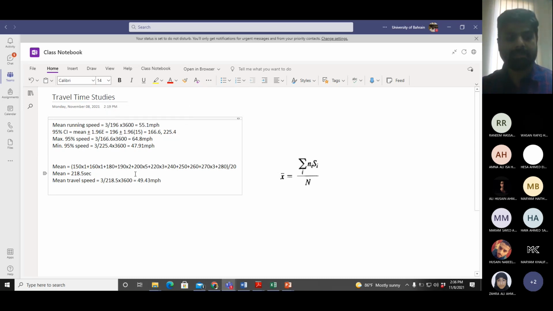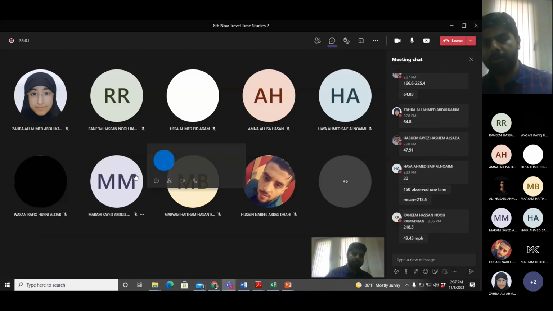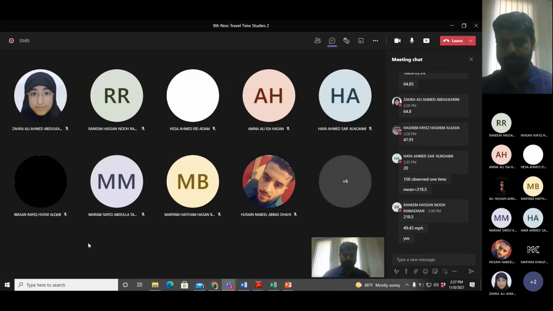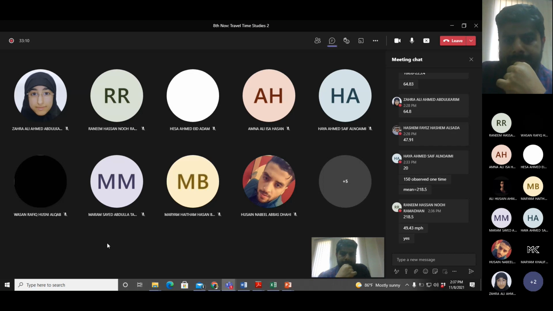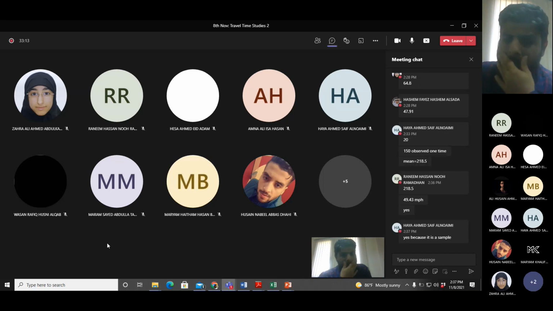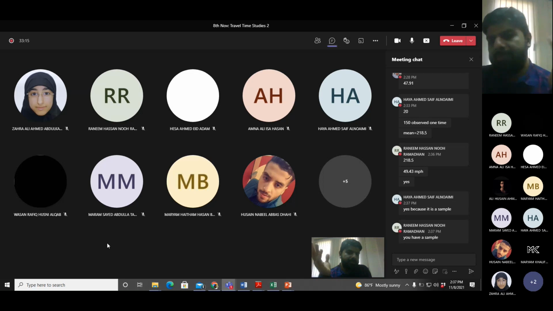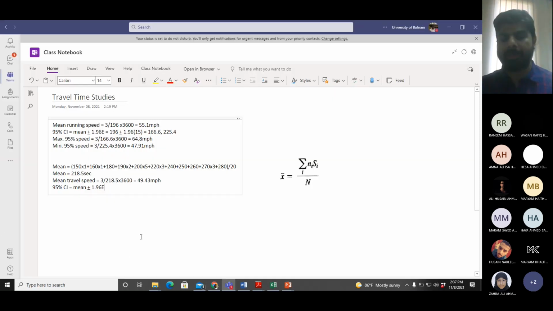In this case, for this example, tell me, should I calculate E or not? Should I calculate E in this example or should I not calculate E? I should calculate E. Why should I calculate E here? Yes, we have a sample. Good. Haya, Rani, well done. We have a sample. Okay, so E can be calculated. The mean is not for the entire population, it is for a sample. So E must be calculated.